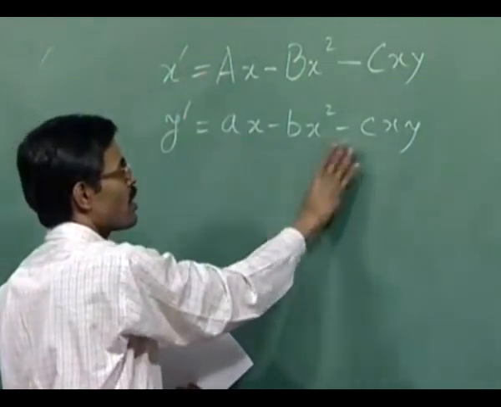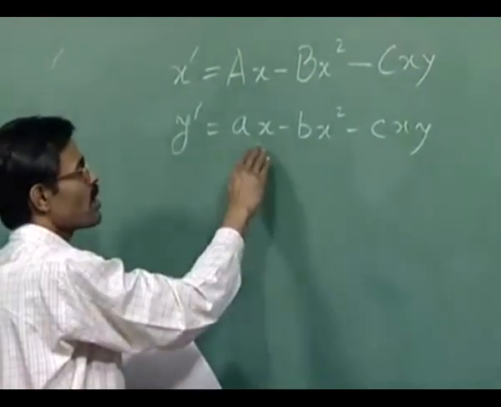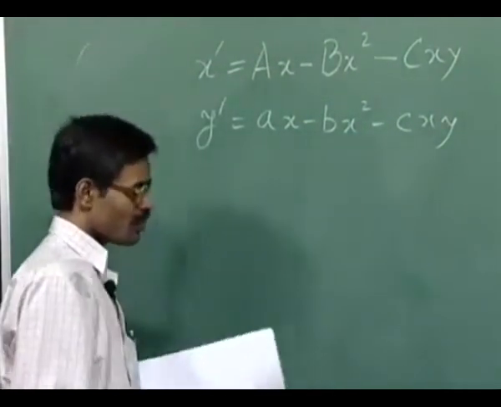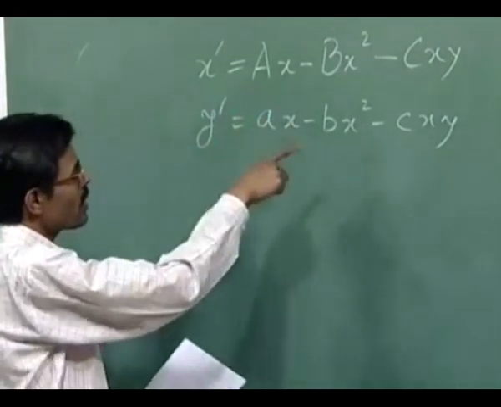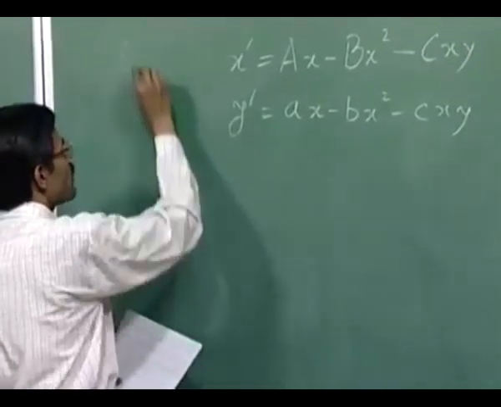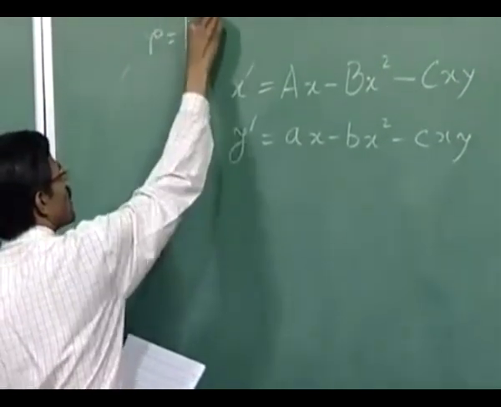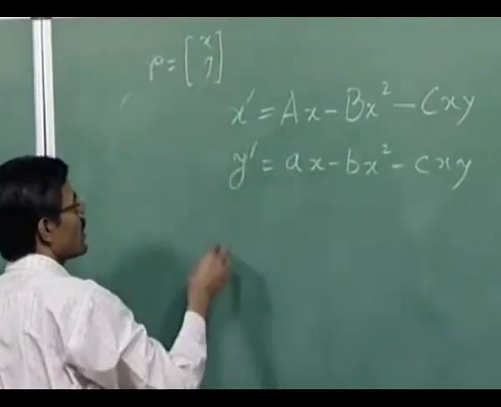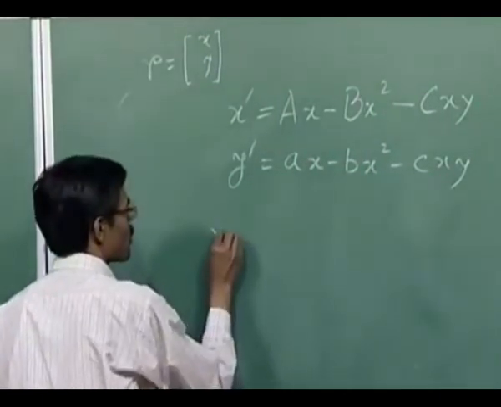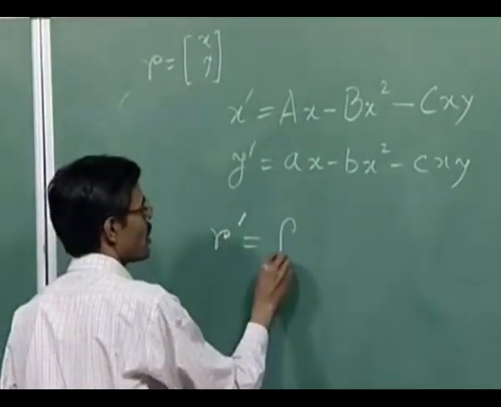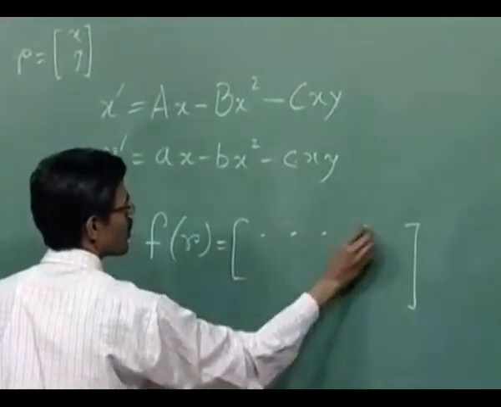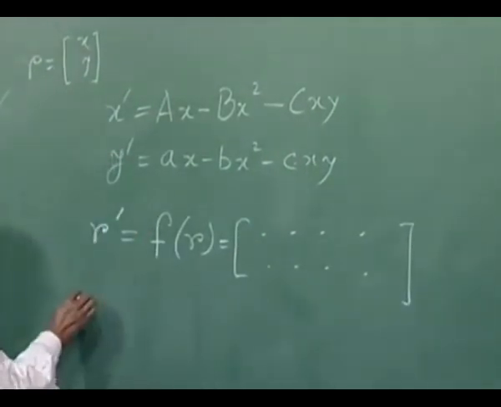Similar coefficients, small a, b and c, will represent the similar actions for the second species. This is small c. Now, with this you can see that this is a nonlinear system. If you denote r as the vector x y, then f of r will have two components, this and this. So, r prime will be f of r, which will have these two components.